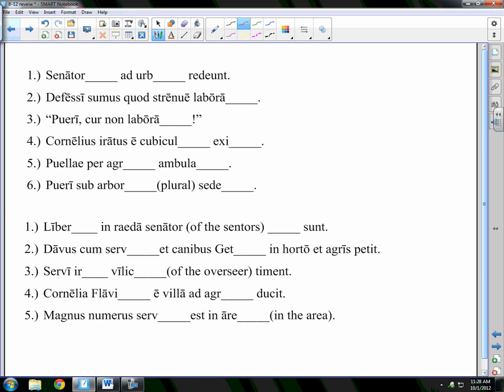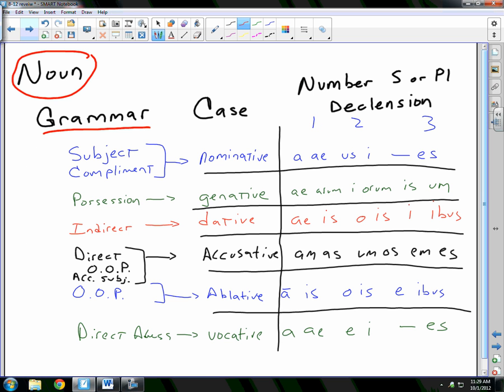Well, let's look at the word senator. If the senators are going to return to the city, senators is being used as the nominative, or as the subject of the sentence. So if it is a subject, then that leads me to the nominative case. So first I look for the grammar, and it was being used as a subject. That leads me to the Latin case, which is nominative.